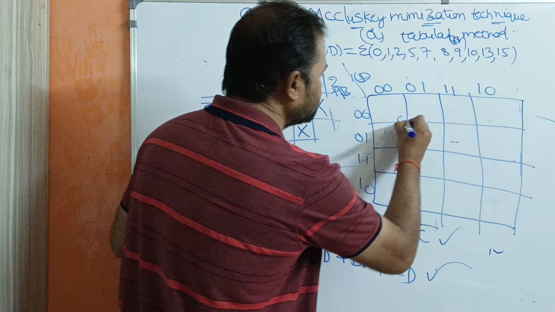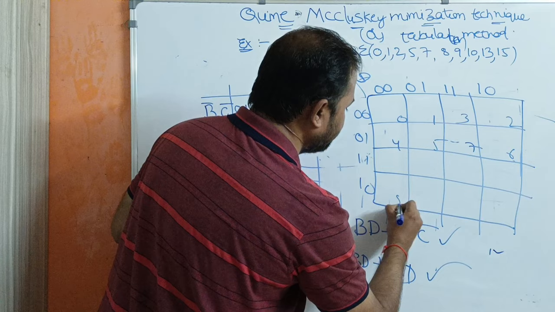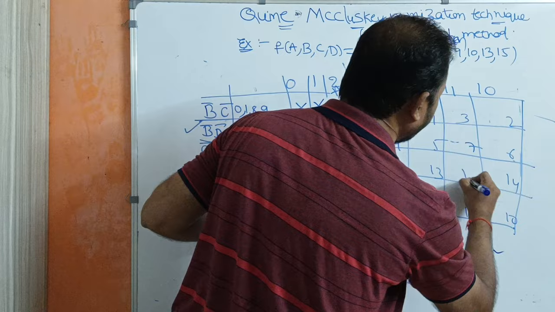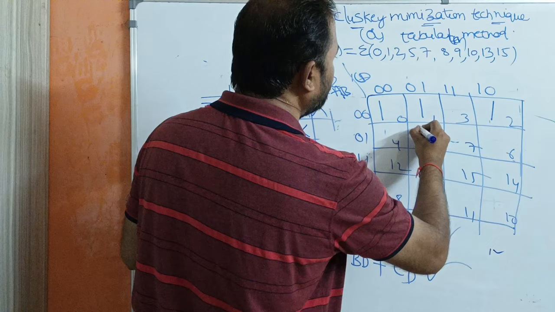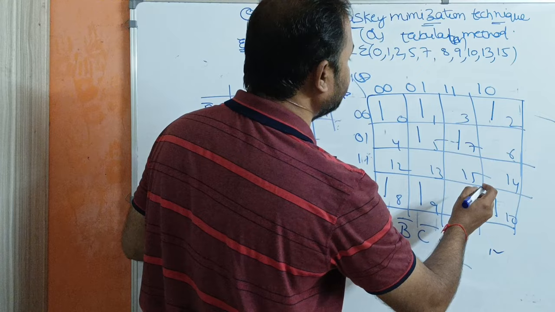00, 01, 11, 10, and 00, 01, 11, 10. So 0, 1, 2, 3. Next 4, 5, 6, 7. Next 8, 9, 10, 11. Next 12, 13, 14, 15. So here what are the minterms? 0, 1, 2, 5, 7, 8, 9, 10, 13, 15. So these are the minterms.